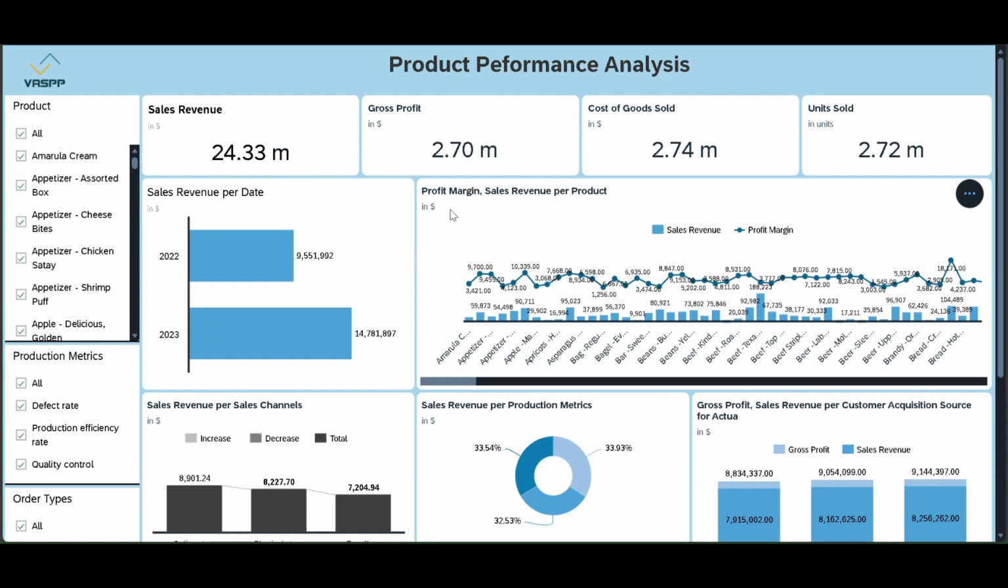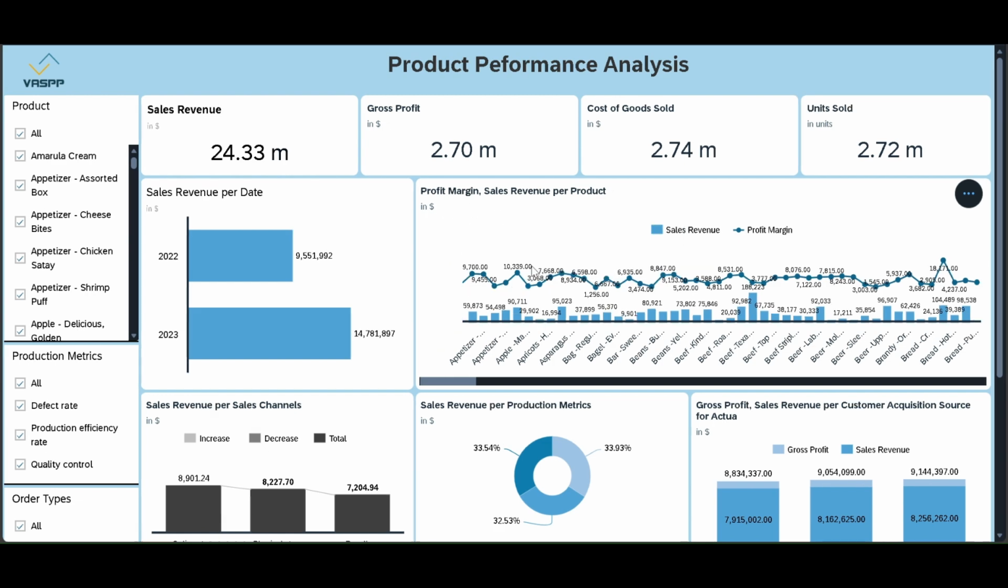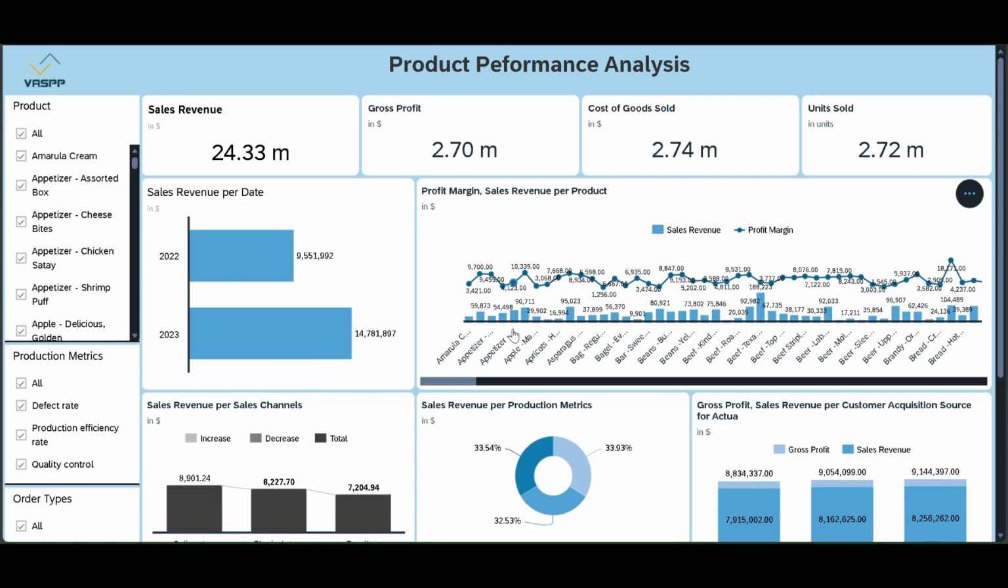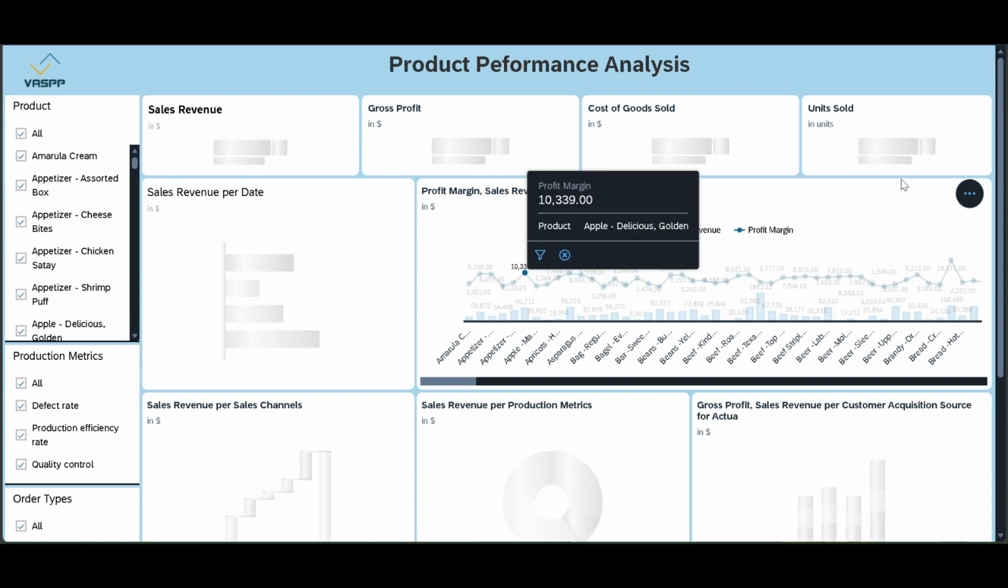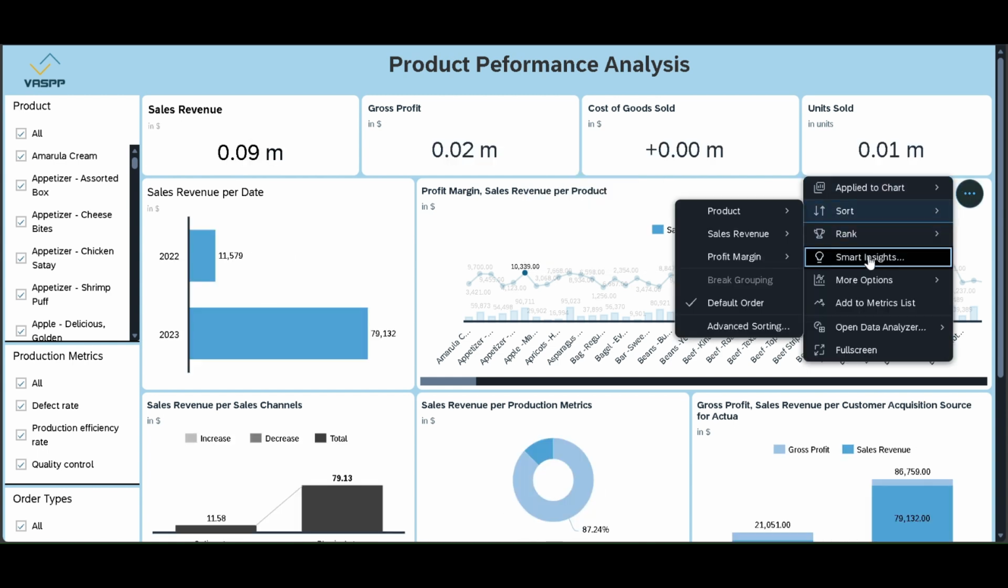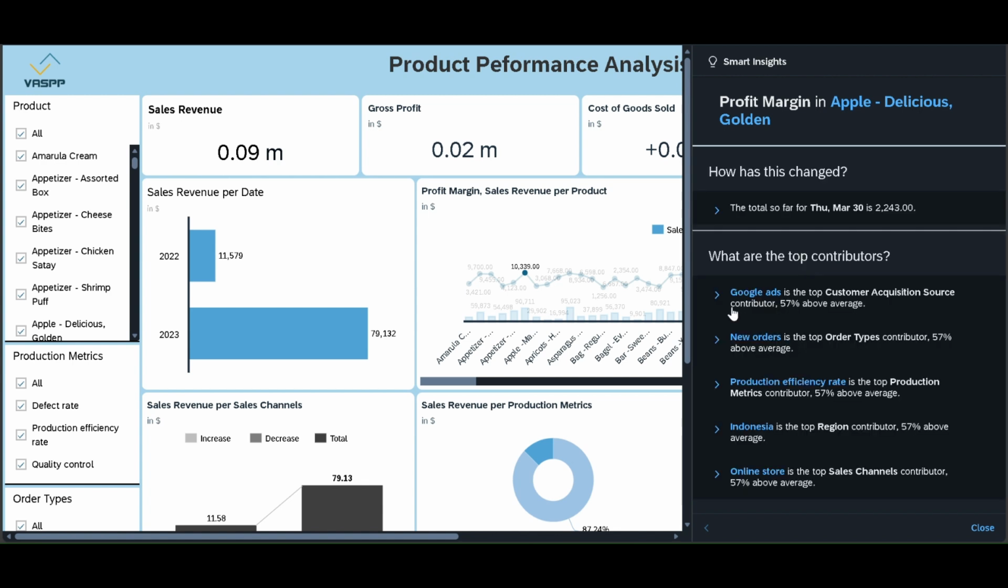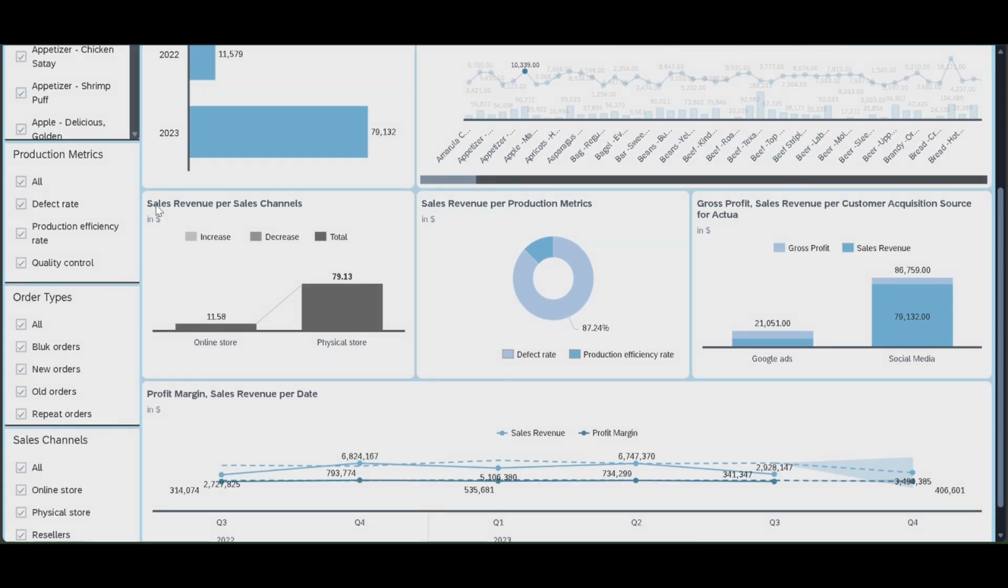Next, profit margin. Sales revenue per product is plotted with its individual sales revenue and profit margin. You instantly see products with rising profitability, stagnant returns, or declining margin contribution. Hover on any point and Smart Insights explains why margins spiked, which production metric affected cost, or whether a pricing strategy impacted revenue.